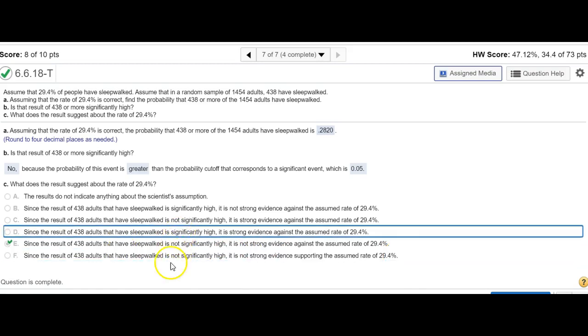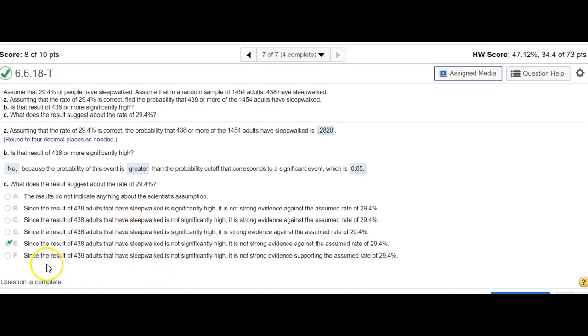I always just kind of rule out the main ones, and then you have to be careful with the words. So hopefully that helped.